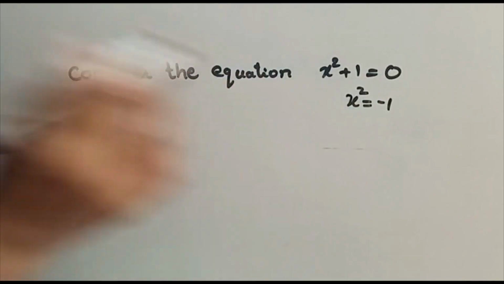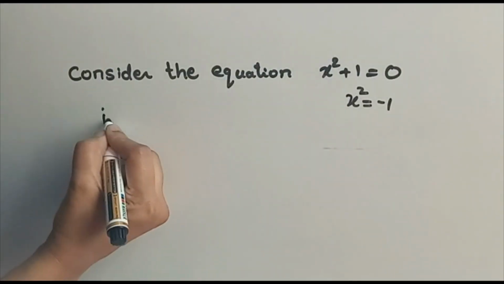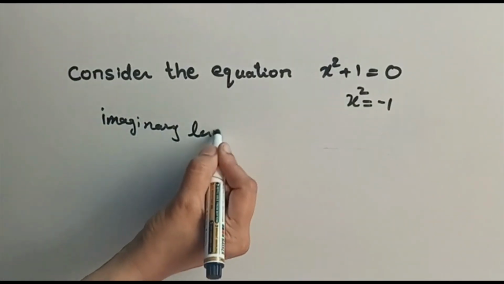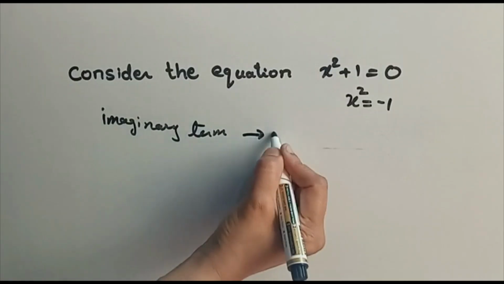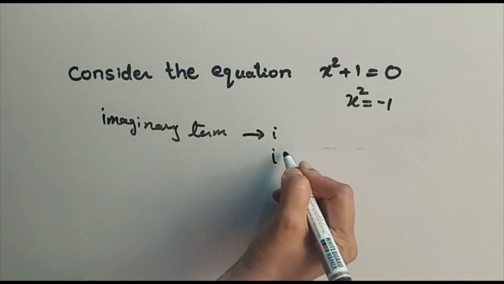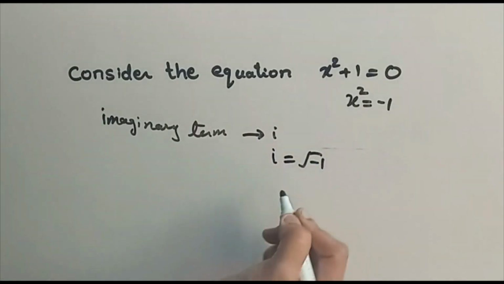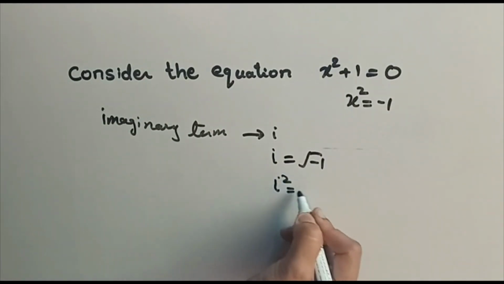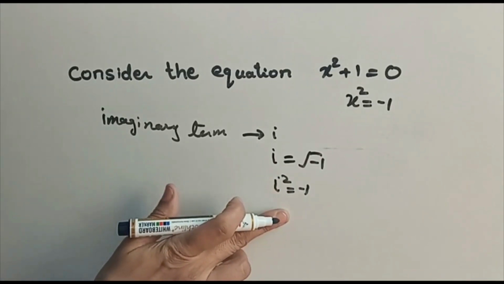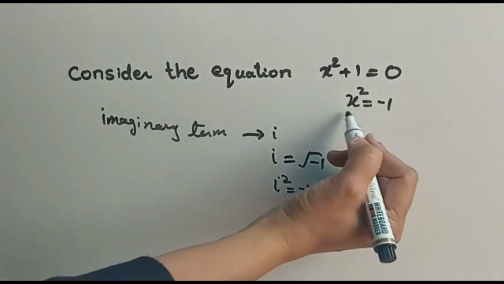To solve such kind of quadratic equation, an imaginary term denoted by i was introduced. This i is root of minus 1. It means i square is equal to minus 1. This term was introduced to solve such kind of quadratic equation in which we need a number whose square is minus 1.